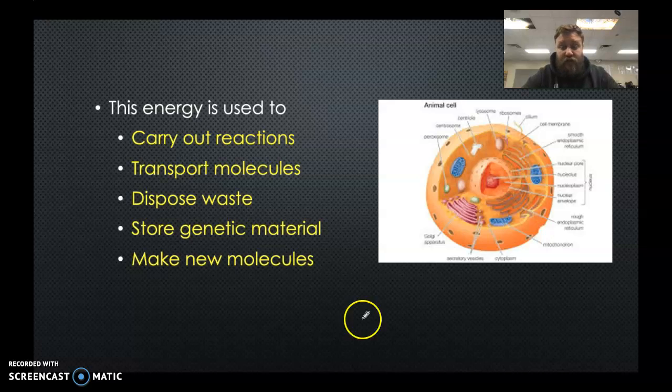So what the energy is for: energy helps carry out every reaction you have in your body. If you have a high metabolism, that just means that the chemical reactions in your body happen more often, so you're using more energy. Energy is needed to transport molecules from cell to cell. It's how we dispose waste at the cellular level, store genetic material, make new molecules. So you need that energy. And each one of these actions generally needs to use oxygen too. So that's also why we need oxygen.